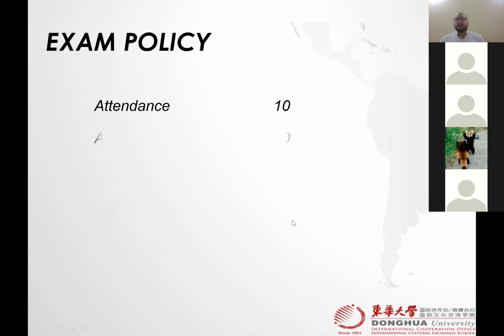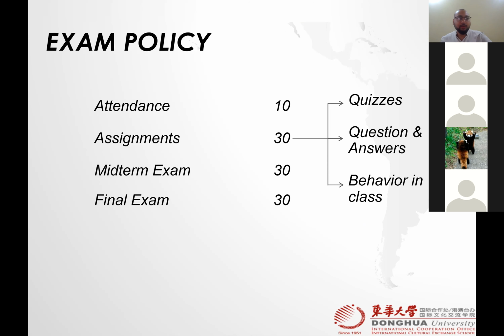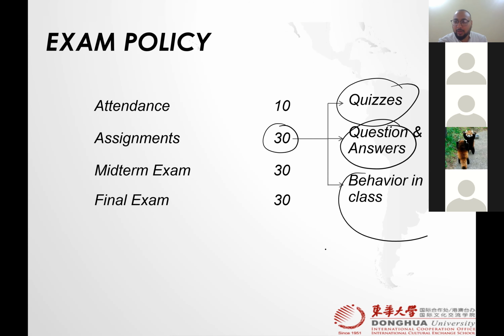Regarding the exam policy or course policy, I have designed this course with 10% for attendance. Then assignments are 30%, and that includes quizzes, question and answer sessions, and your behavior in the class. The major portion would be from assignments, around 25%. I have not decided that percentage yet, but the major portion would come from the assignments, and 5% from quizzes and all the other stuff. If you attend your classes, I will give you 10% marks.